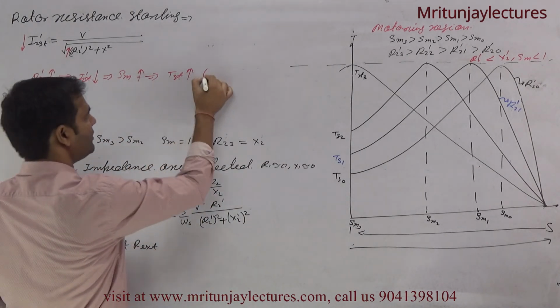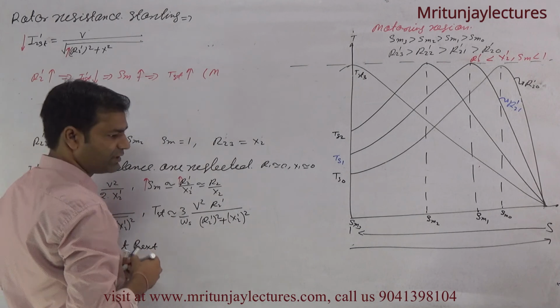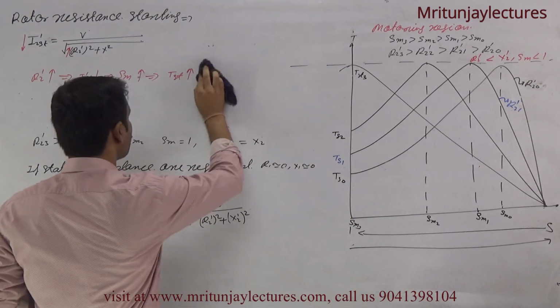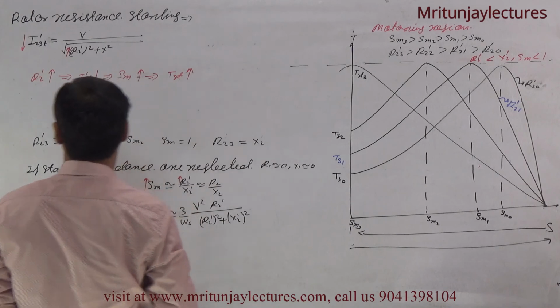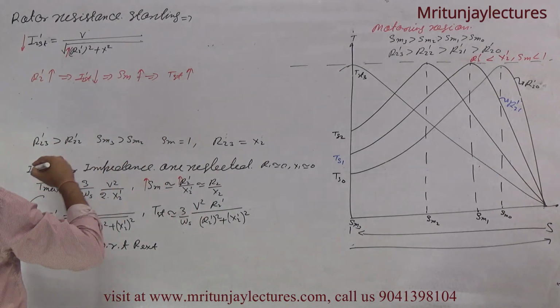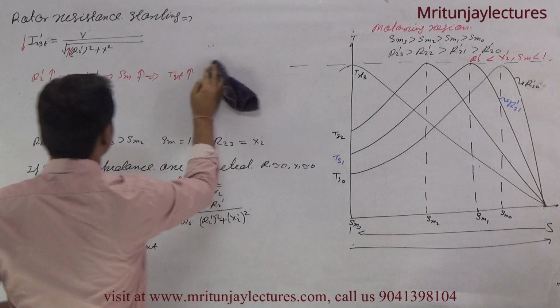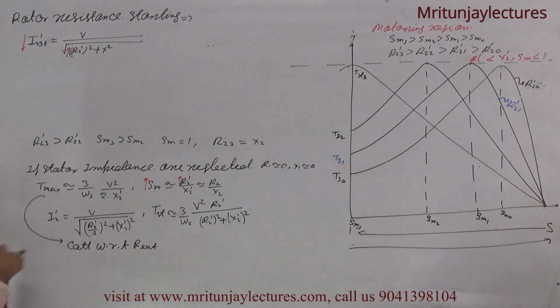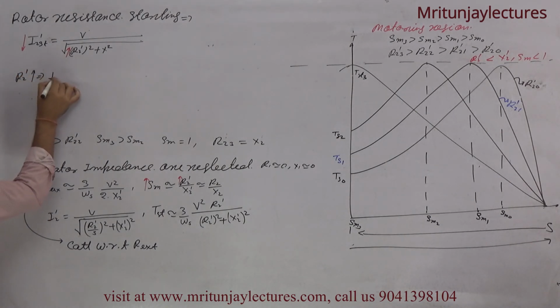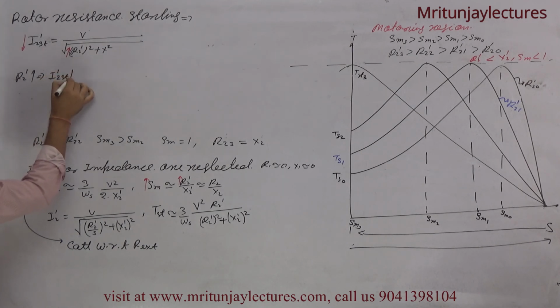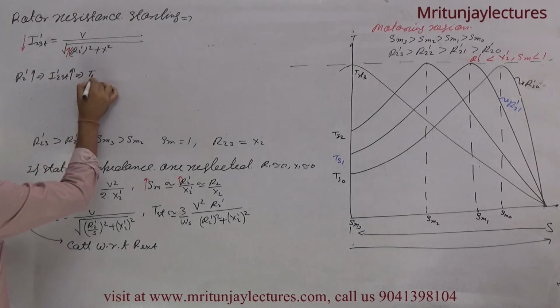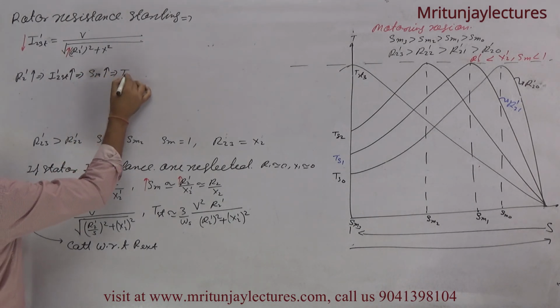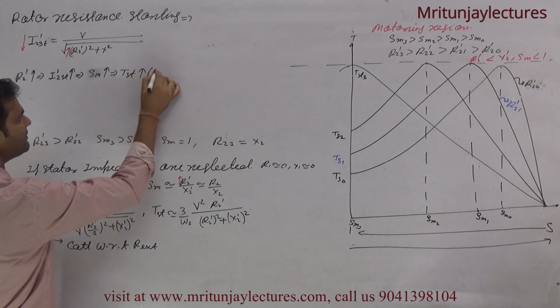That is called the motoring region. Clear? If any doubt, here make R2 dash increase. Then the starting current decreases, the maximum slip also increases, and the starting torque also increases. That is the motoring region.